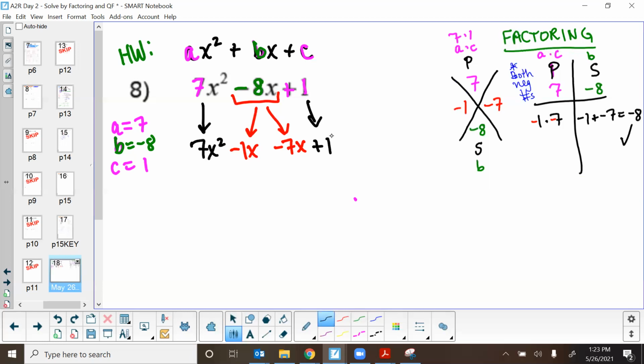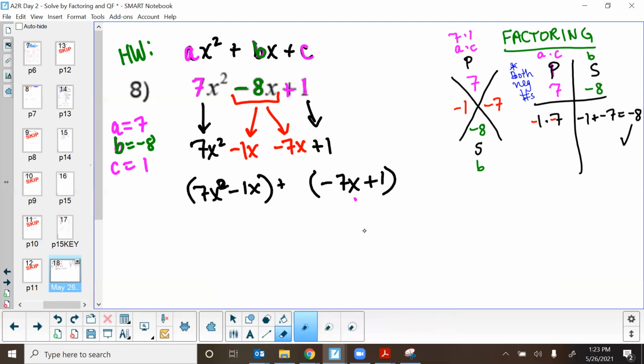And then I'm going to put this into two sets of parentheses. So I have 7x squared minus 1x, and I like to put a teeny tiny plus there, and -7x plus 1. Then I'm going to look for what is my greatest common factor for each of those. So my greatest common factor of 7x squared and -1x is just x. And when I take that out, what do I multiply x times to get 7x squared? 7x. And what do I multiply x times to get -1x?